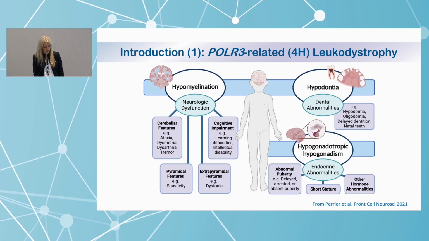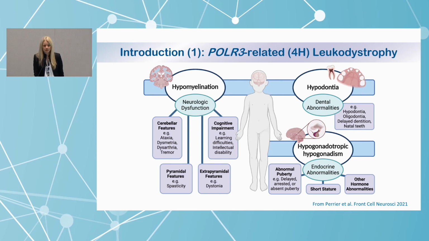The phenotype is predominated by cerebellar features: ataxia, dysmetria, dysarthria, and tremor. Some patients present a little later with more cognitive and learning difficulties, and almost invariably patients have pyramidal and extrapyramidal signs, most commonly dystonia, but usually it's not the predominant neurological involvement.